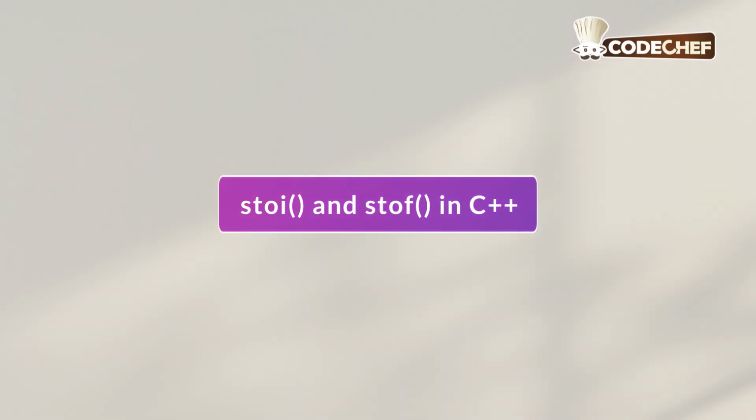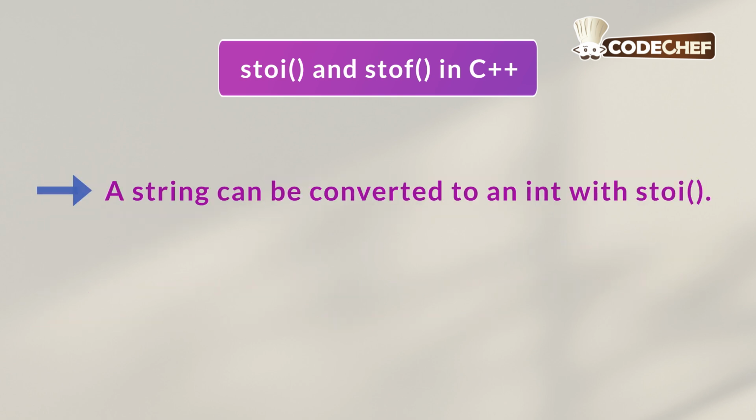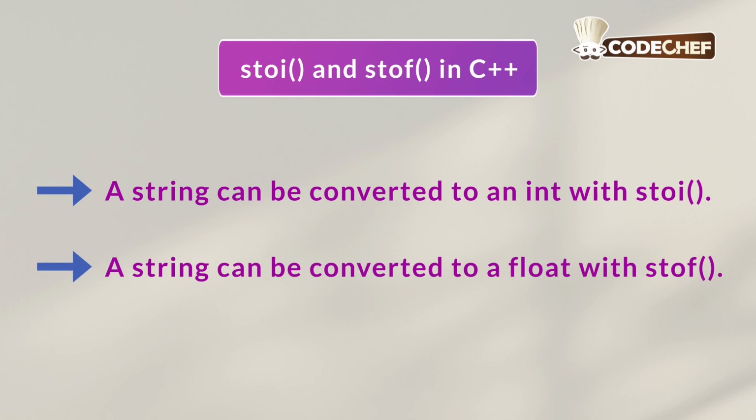stoi and stof methods in C++. To convert strings to numerical values in C++, we use stoi and stof methods when reading input as strings from a file or user input, for example, and transforming that data into numeric types for computations or logic. These functions are particularly helpful. A string can be converted to an integer type, int, with stoi method, and a string can be converted to a floating point number, that is float data type, with stof method.